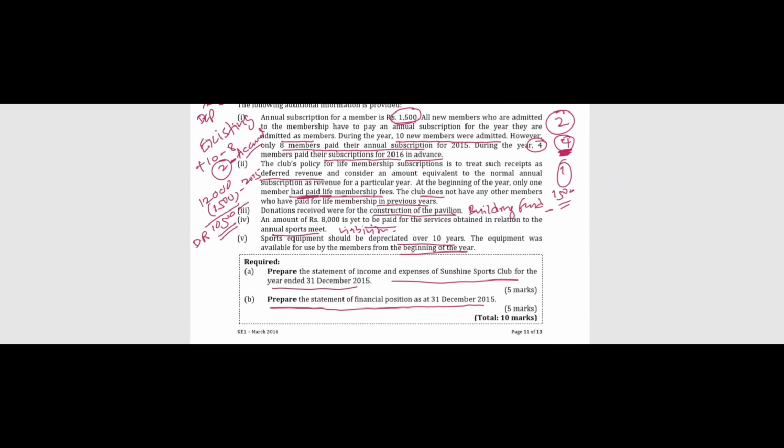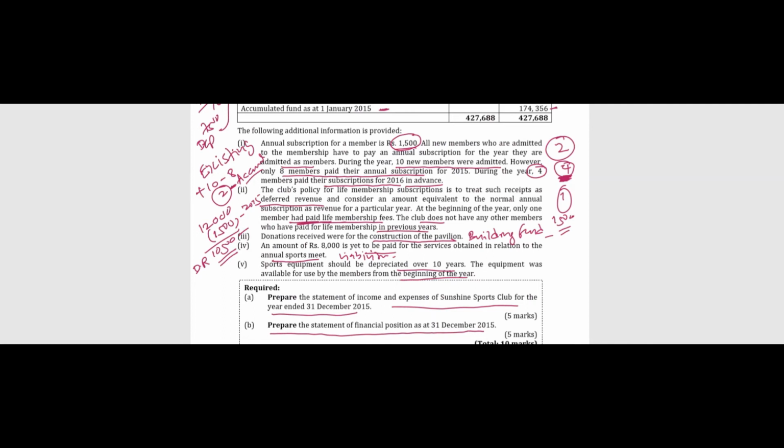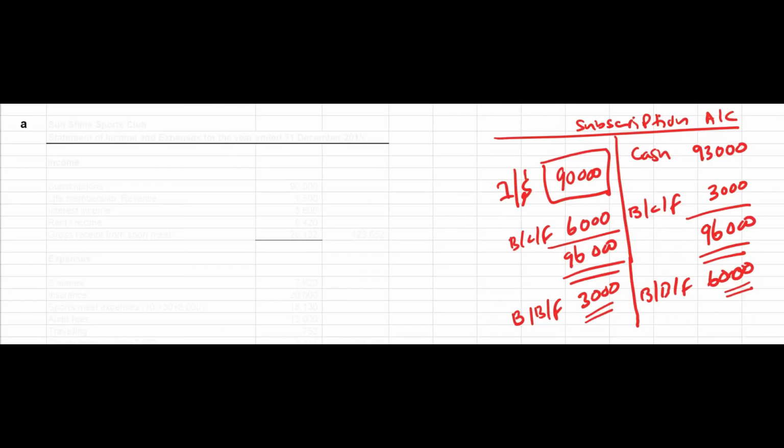Okay, so let's quickly prepare the income statement. So basically what you can do is, now I have prepared the income statement. So just prepare the sketch, the format of the income statement, income and expenses. Then you have the balance sheet, Sunshine Sports Club statement of financial position. So under that you can show your non-current assets, then you will have current assets. Just prepare the format, equity account, then you have non-current liabilities, then you have current liabilities.